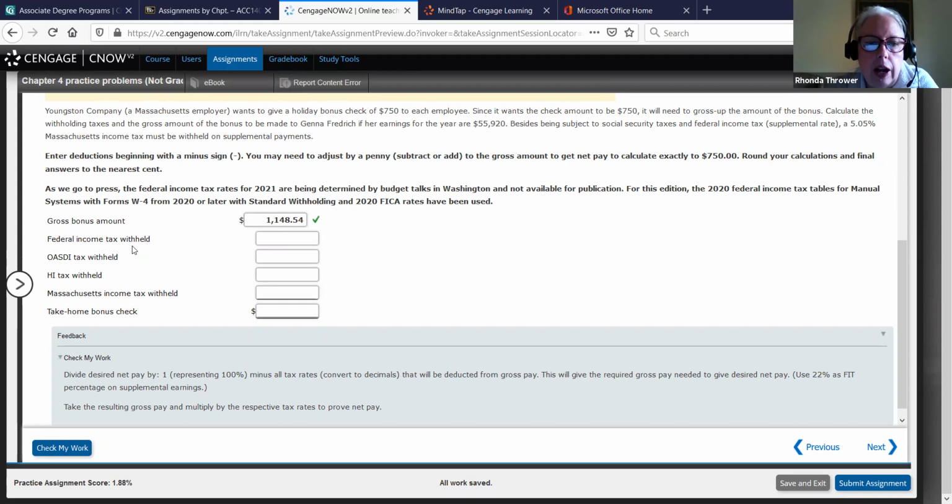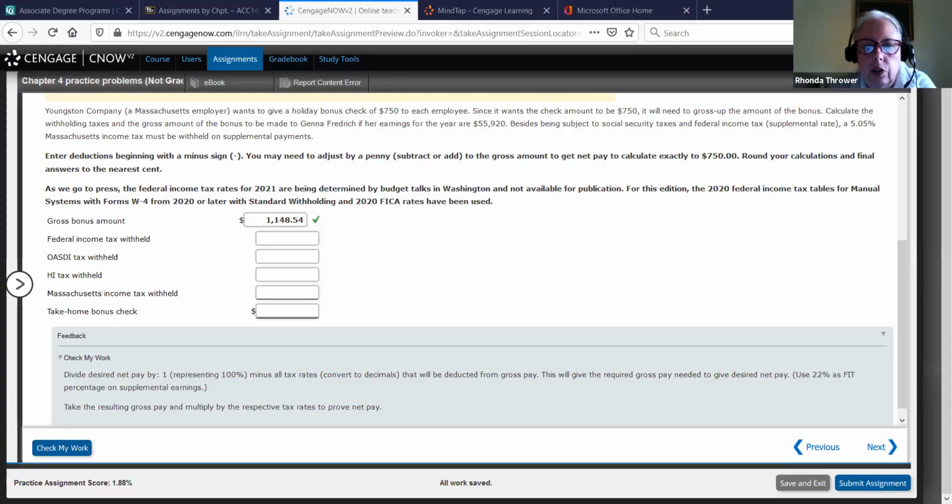The next thing they're asking for is the federal income tax that was withheld. And I'm going to go back to my spreadsheet again to pick up the federal income tax amount. And you can see here that it was $252.68. And to keep me from flipping back and forth, I'm going to write these down because they're going to ask you for the federal income tax.